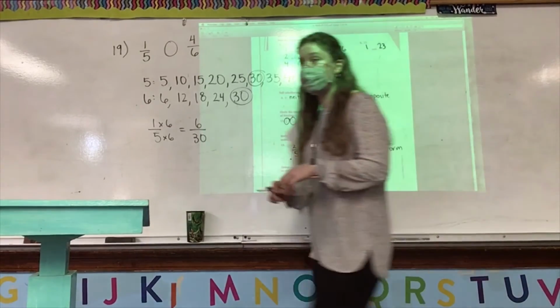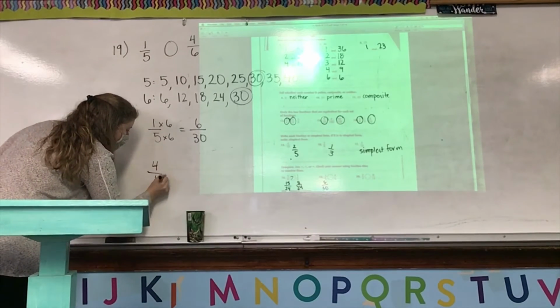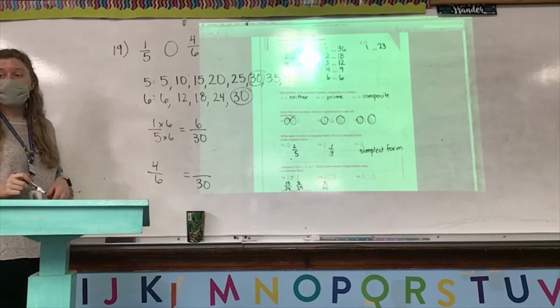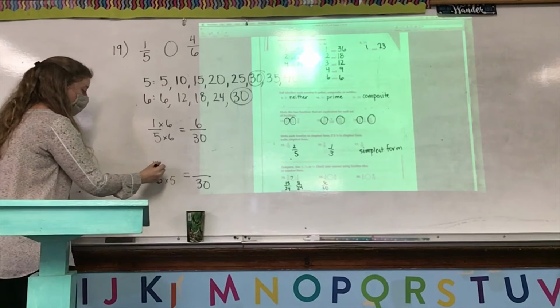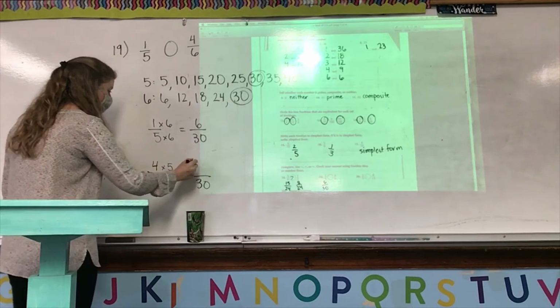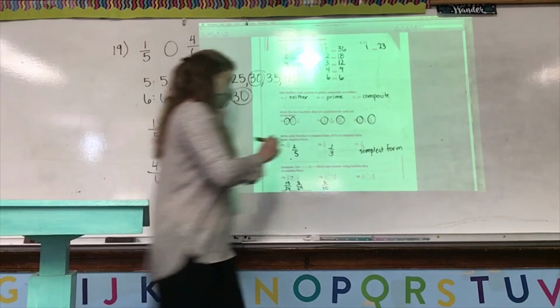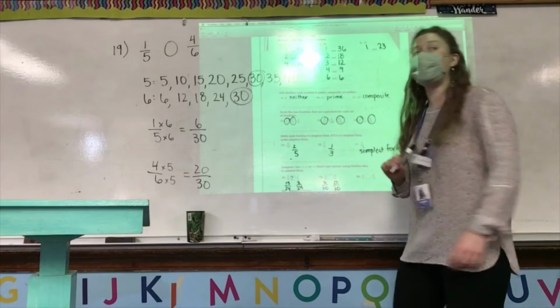Okay, now we need to change 4/6. What did we do to 6 to get 30? Multiply it by 5. So what do we do to 4? Multiply it by 5. 4 times 5 is 20. So 4/6 is equivalent to 20/30. What's the next step?